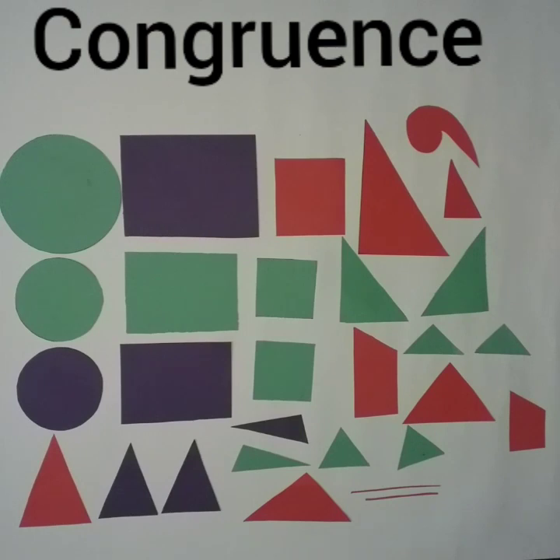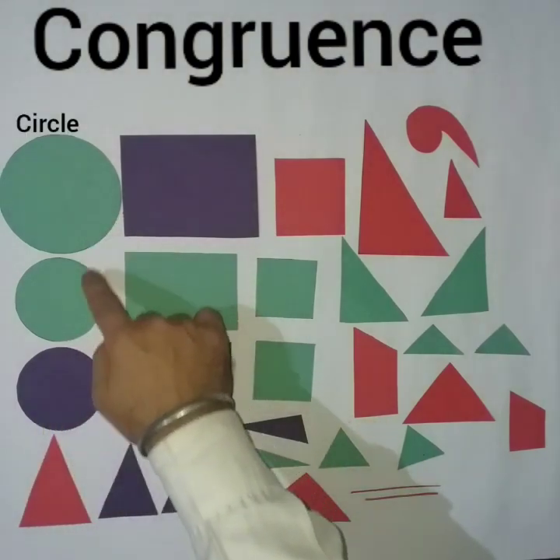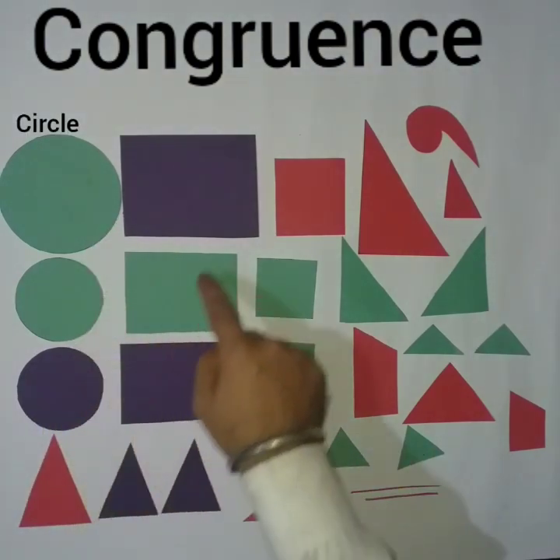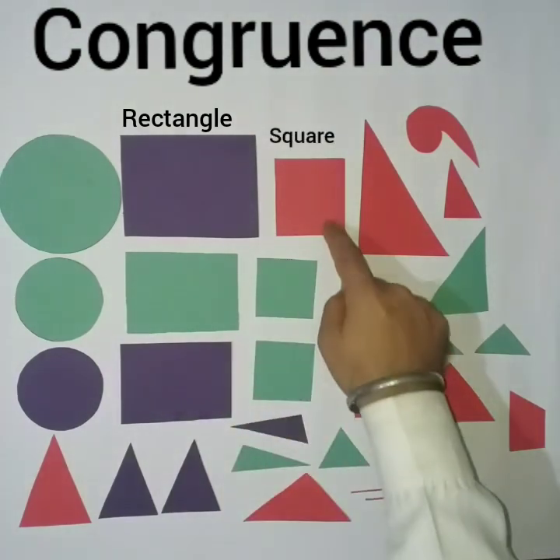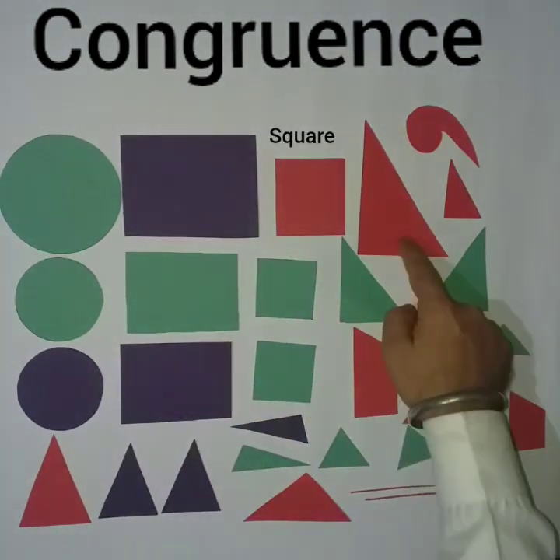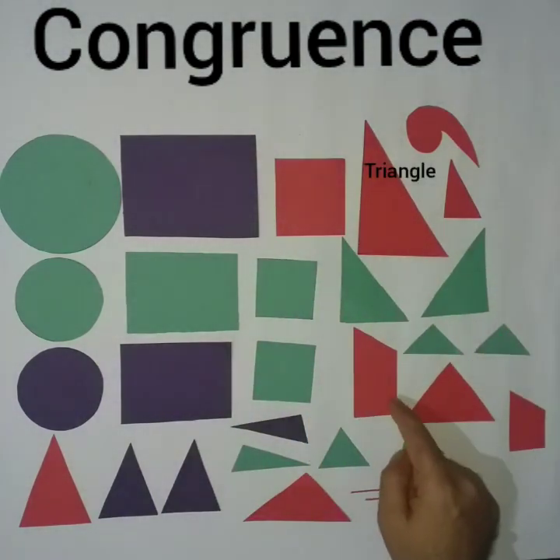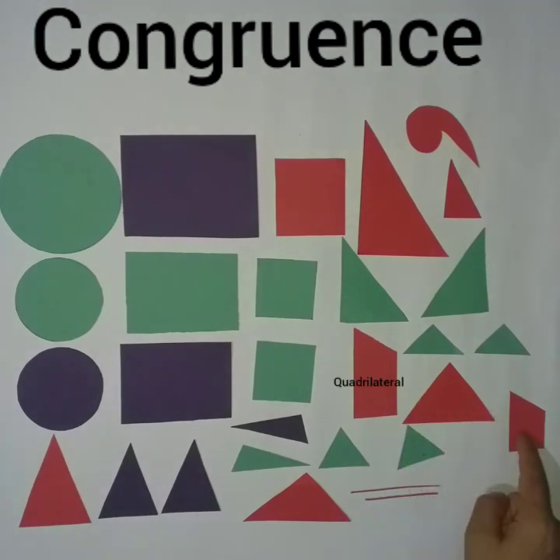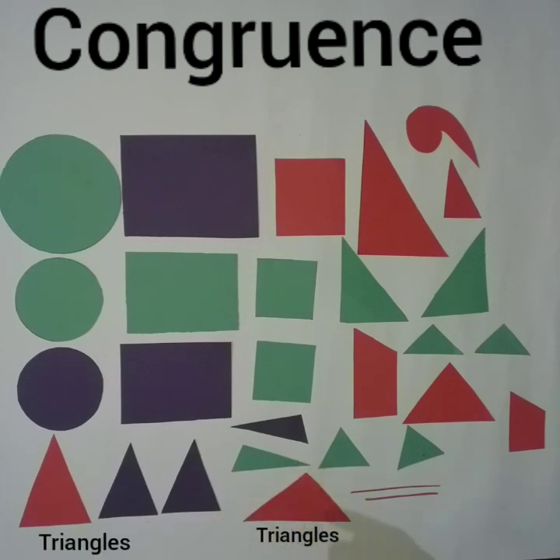Here in this chapter we'll deal with some geometrical figures. These are circles, these are rectangles, these are squares, and these are triangles. This and this is a quadrilateral. These two are line segments, and here are triangles, and these are triangles.